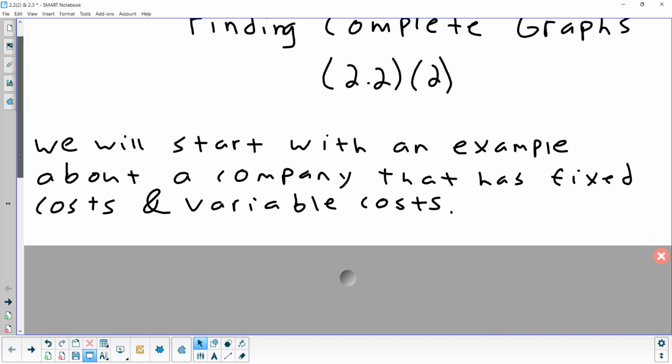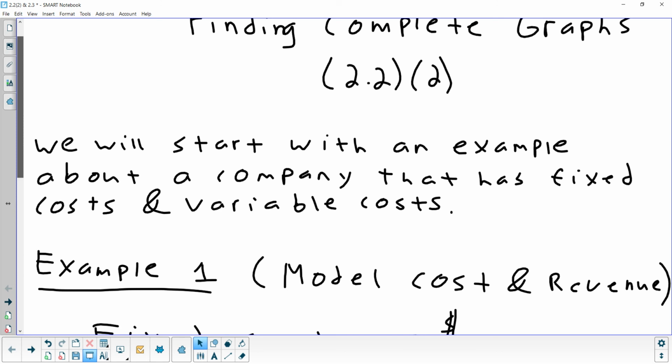So we're going to look at an example of a company that produces t-shirts. And the company has two types of costs. They have what's called a fixed cost, and they also have variable costs.